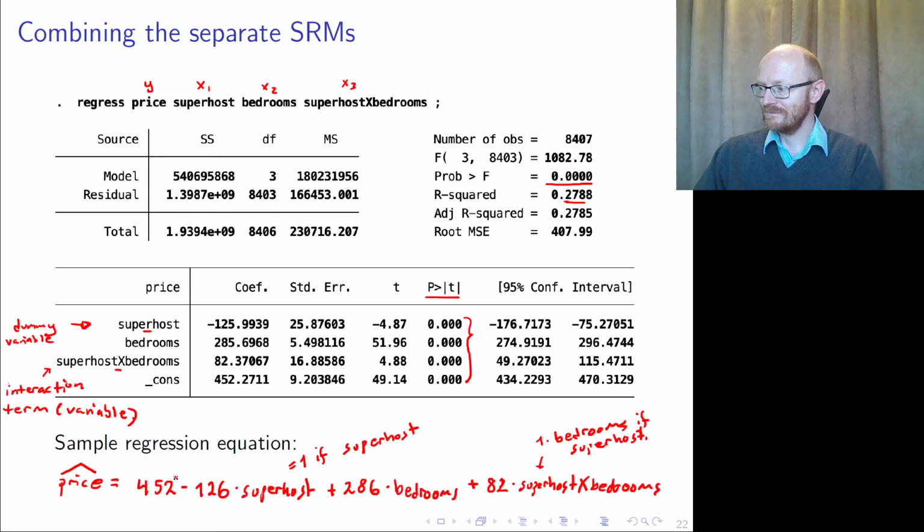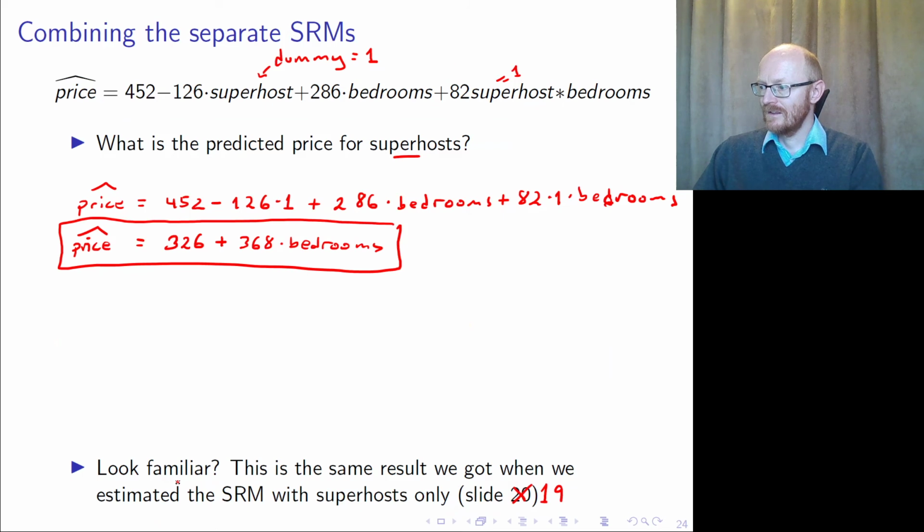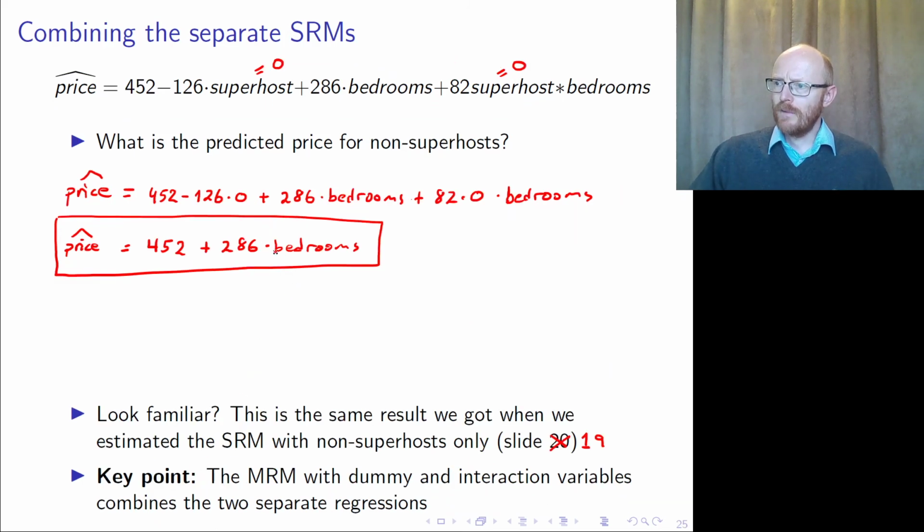So now you see that by combining the data set and making these two new variables, you can actually get the same result as if you partition the data.